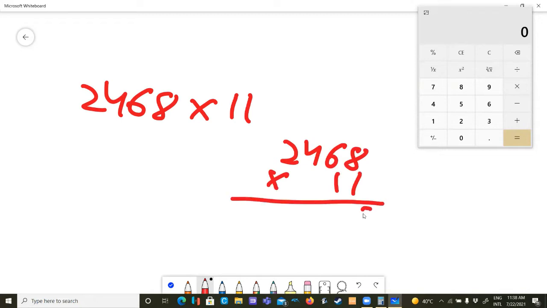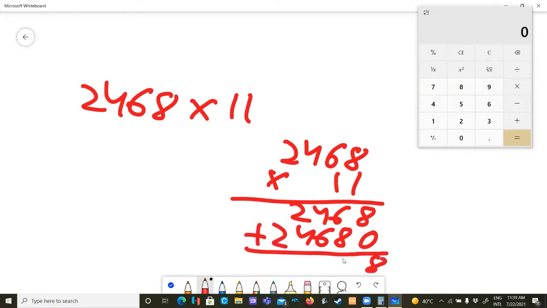2, 4, 6, 8 into 1, so 8, 6, 4, 2, 0. Again, 1 into 8, 8. 1 into 6, 6. 1 into 4, 4. 1 into 2, 2. Adding, we get 8 plus 0, 8. 8 plus 6, 14. 4 plus 1, 5 plus 6, 11. 4 plus 2, 6 plus 1, 7. And 2. 27,148.